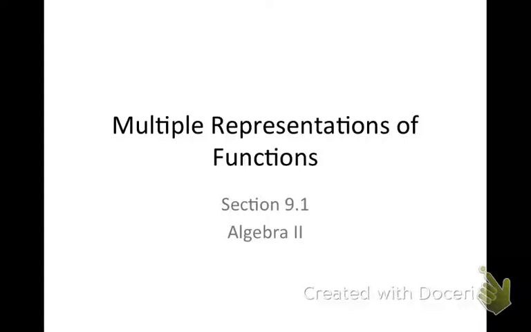All right, today we're going to talk about multiple representations of functions, section 9.1. For the most part, today should look very familiar because we did something very similar back in chapter 2 with scatter plots. If you remember doing scatter plots, and writing equations of lines with trend lines of scatter plots, it's very similar today. Okay.